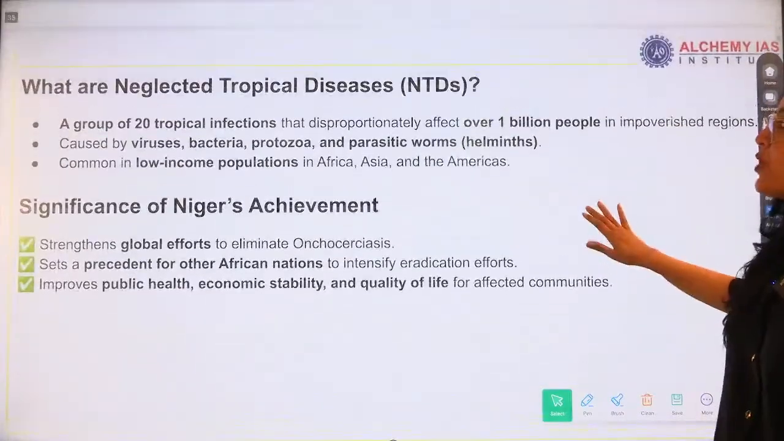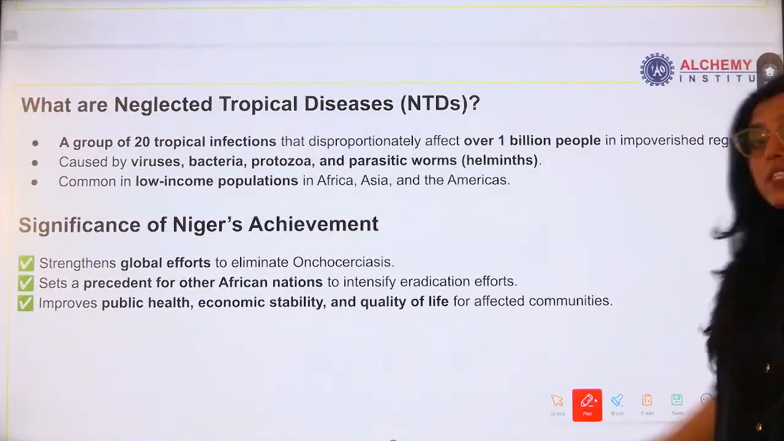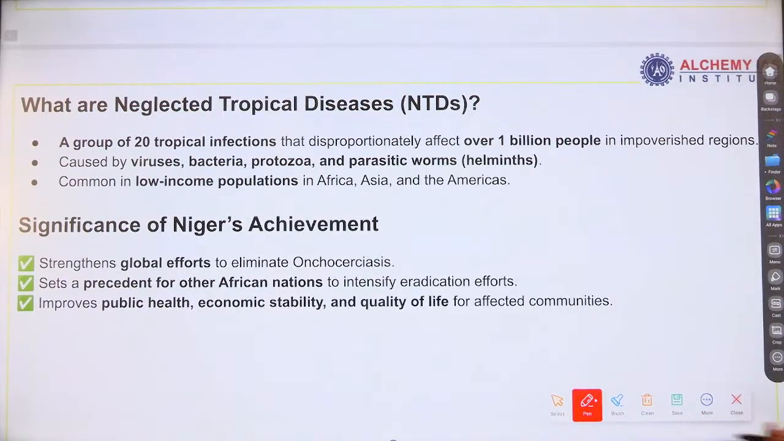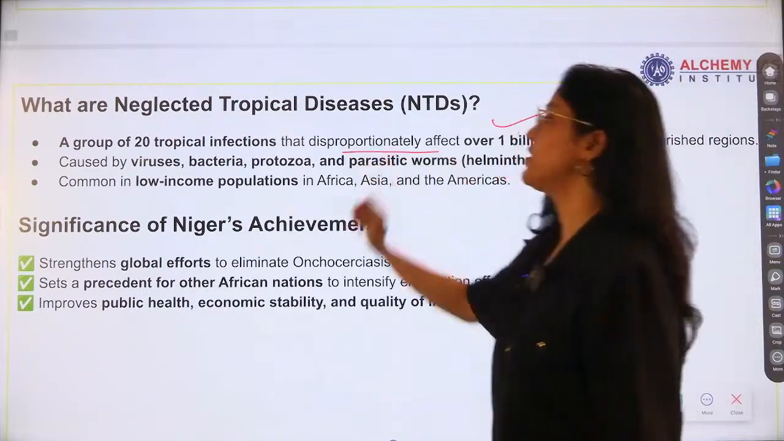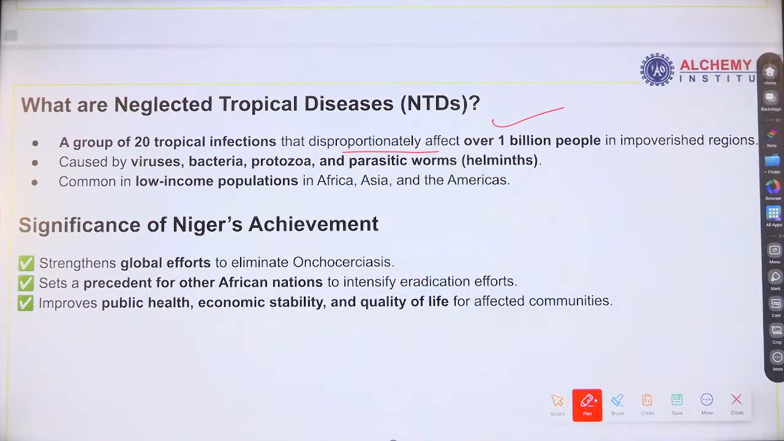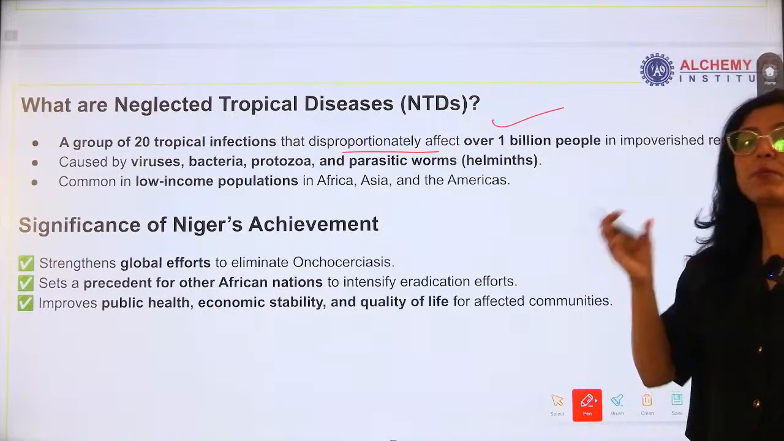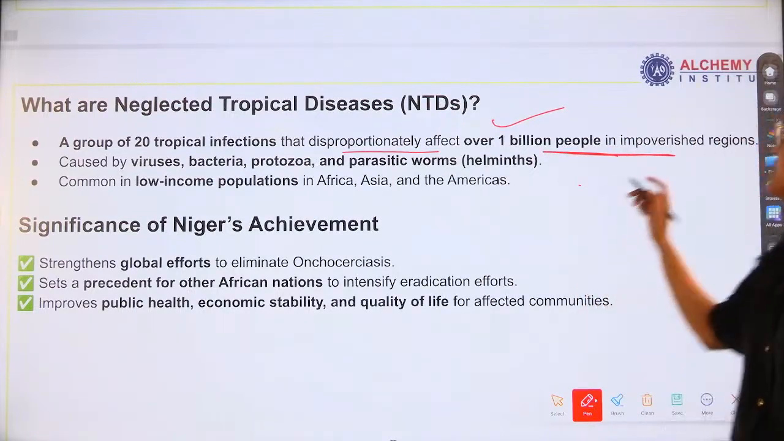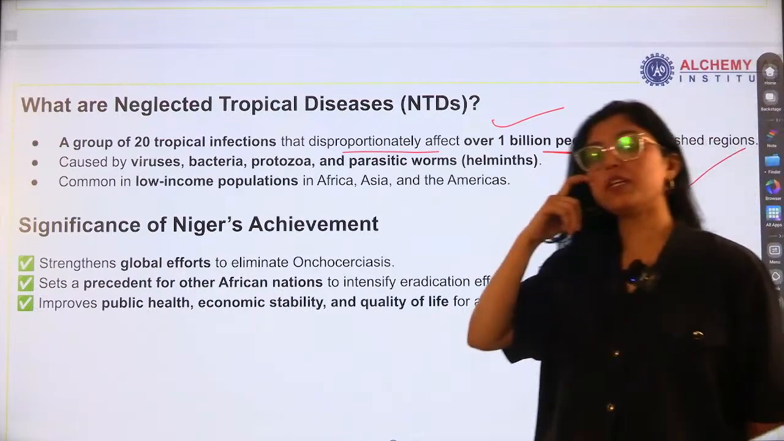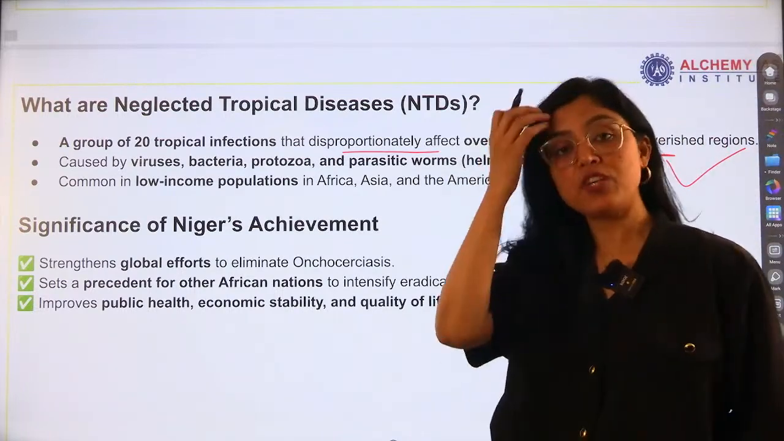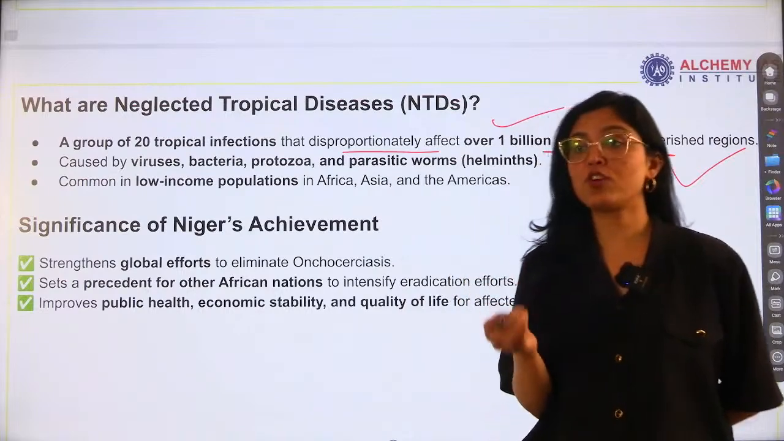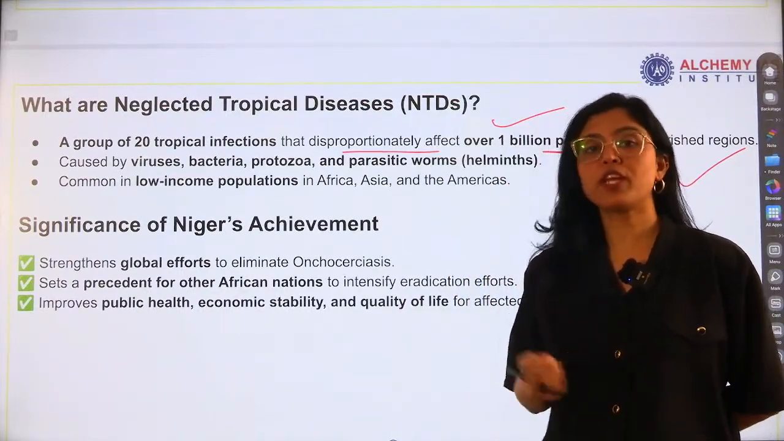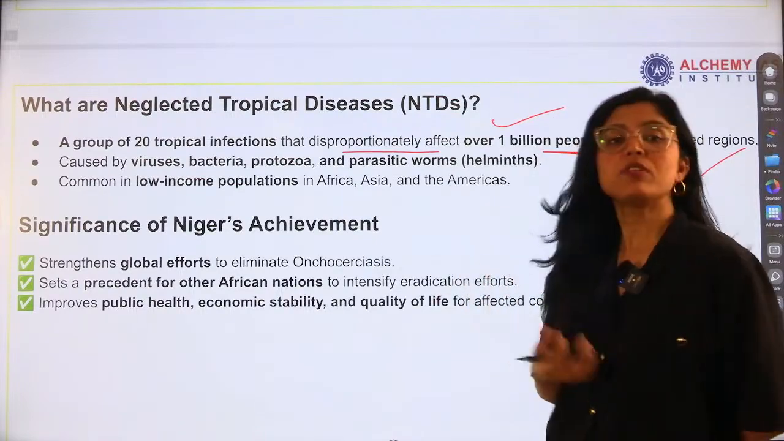Okay. Next is, what are NTDs? Very, very important. This can be asked because this has not been asked. So what is neglected tropical disease? A group of 20 tropical infections that disproportionately affect over 1 billion people in impoverished regions. It is also known as poor country disease, because of the circumstances of the places. They are not able to take care of their disease and they keep on spreading.